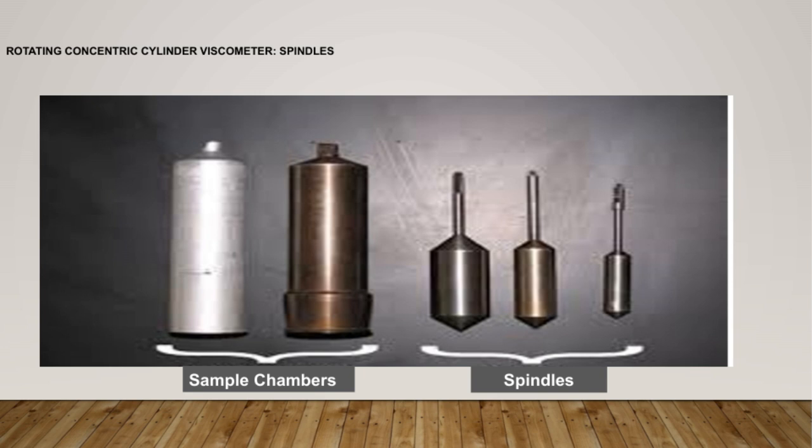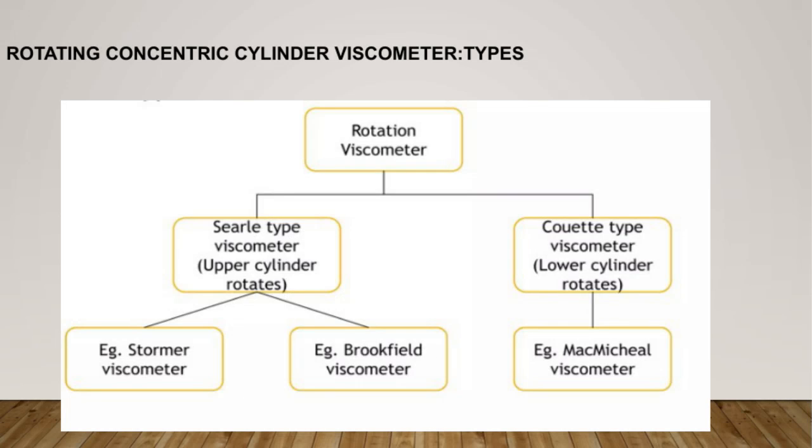Sample chambers, on the other hand, are where we place our sample. They need to be well designed to ensure uniform flow and temperature control. Proper chamber design minimizes errors and ensures reliable results. Overall, understanding the role of spindles and sample chambers helps us appreciate how precise and consistent viscosity measurements are achieved with this type of viscometer. These components are crucial for obtaining accurate data, which in turn supports our broader goals of quality control and material characterization.